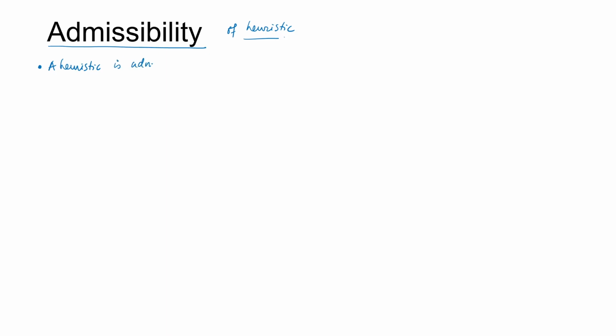A heuristic is admissible, we call a heuristic admissible if it never overestimates the distance to the goal. If you call it admissible, it is if it never overestimates. We do not want it to overestimate at all the distances to the goal.